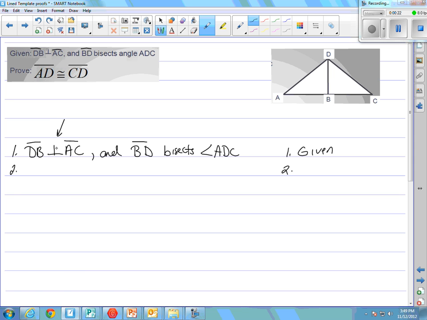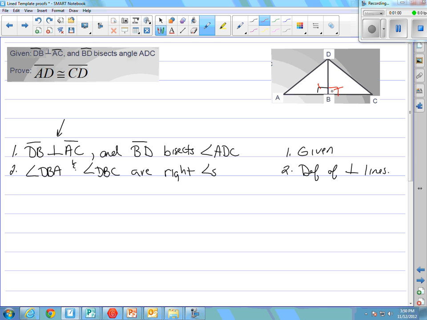First part I see is perpendicular, so I'm going to look at the segments that are perpendicular. That's DB and AC. And I recognize, if those are perpendicular, I'm going to get right angles. So identify angle DBA and angle DBC are right angles. Okay, that's the definition of perpendicular lines. The definition of perpendicular lines says two segments that form right angles. So that's what gives me these right angles.